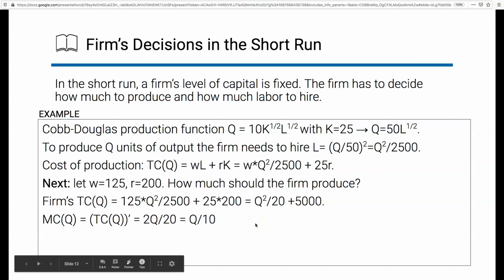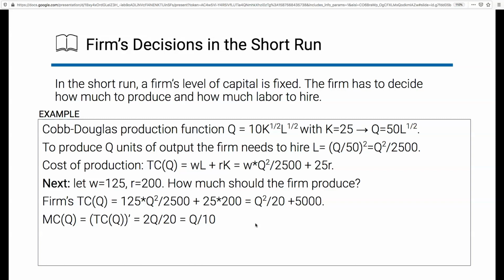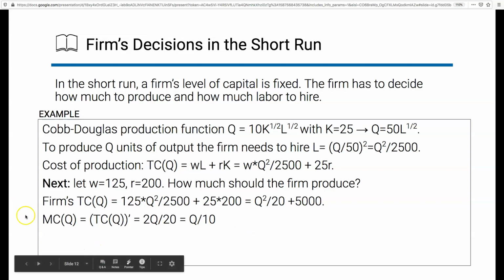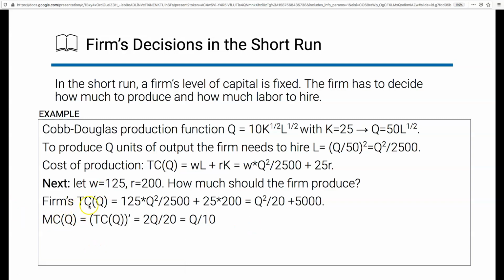You want to find out how much it costs you to produce each additional unit of output, and so for that you need to calculate the marginal cost of production, and you need to compare those marginal costs with the marginal benefit of selling that output in the market. And so first, let's figure out the marginal cost from the total cost.